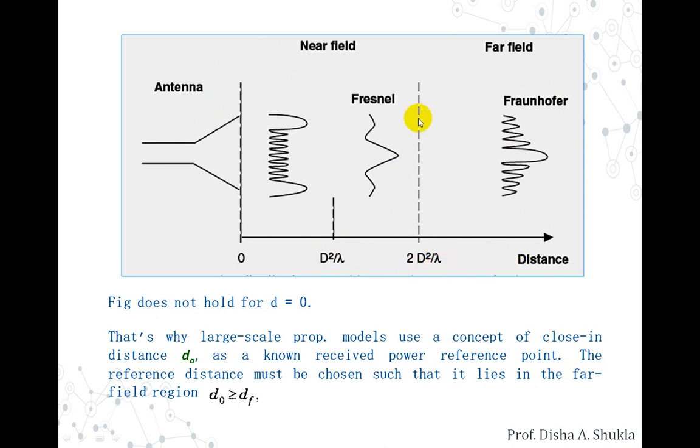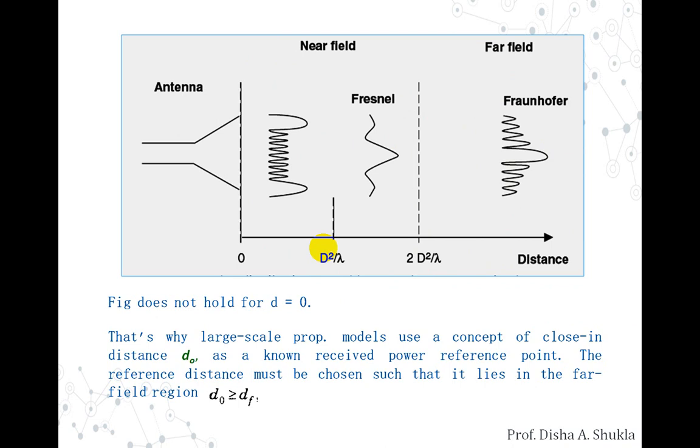So after this portion, that is after the near field, the field is called the far field, and that is called the Fraunhofer region. And this particular situation does not hold for d equal to 0, that is for the distance equal to 0. And that is why the large scale propagation models use a concept of close in distance, that is d0.